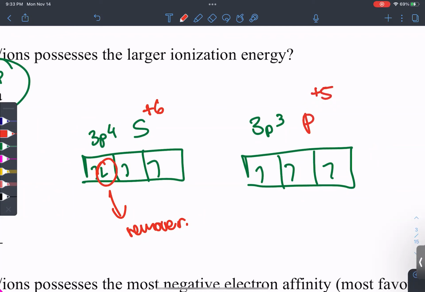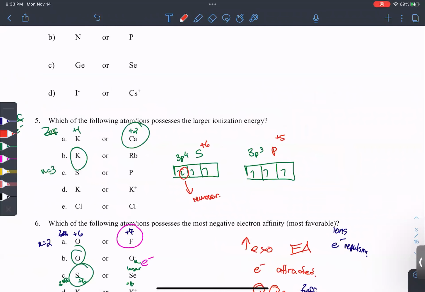Phosphorus is +5. So you would think it's harder to remove a valence electron from sulfur, but it actually ends up slightly easier than for phosphorus because of this pairing effect. It's slightly easier to remove that electron from sulfur because it's spinning the wrong way. So our answer here is phosphorus, and it's an exception.